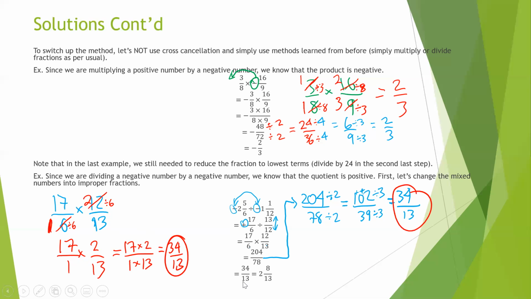And then, of course, as you can see here in this last step, I can definitely switch the improper fraction back to a mixed number, and that will be written as 2 and 8/13.